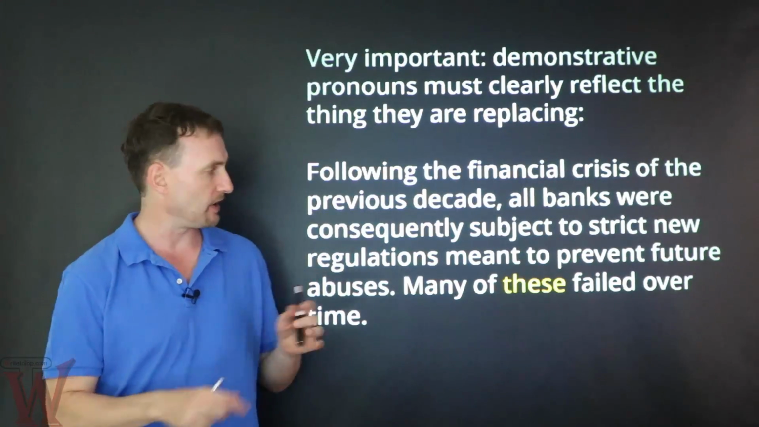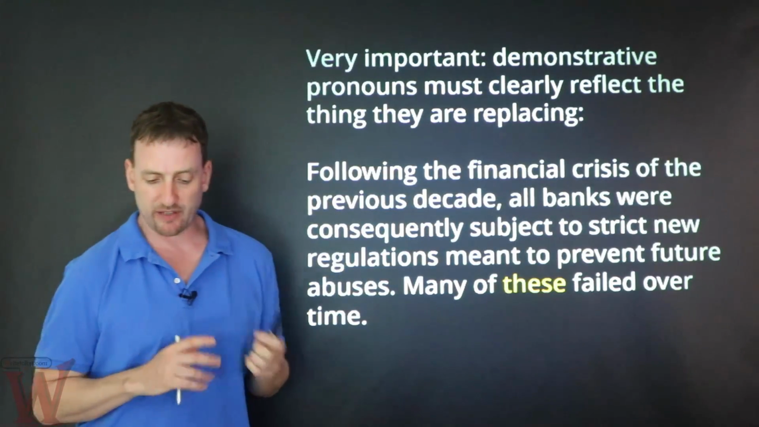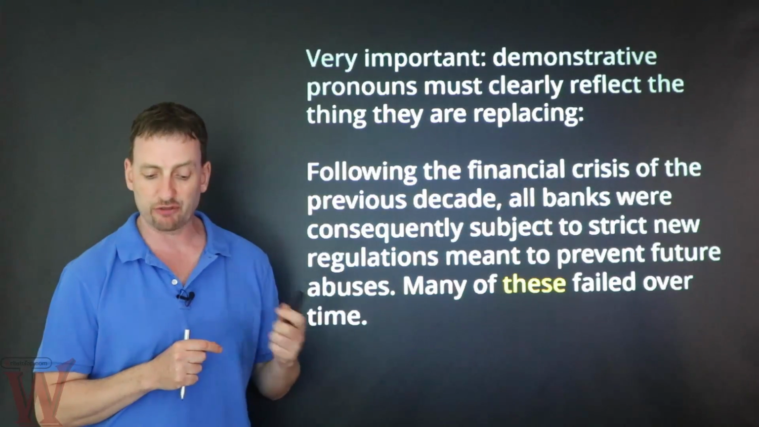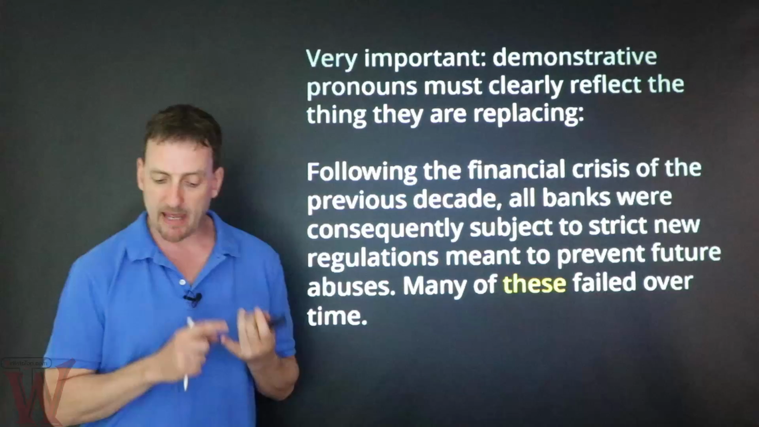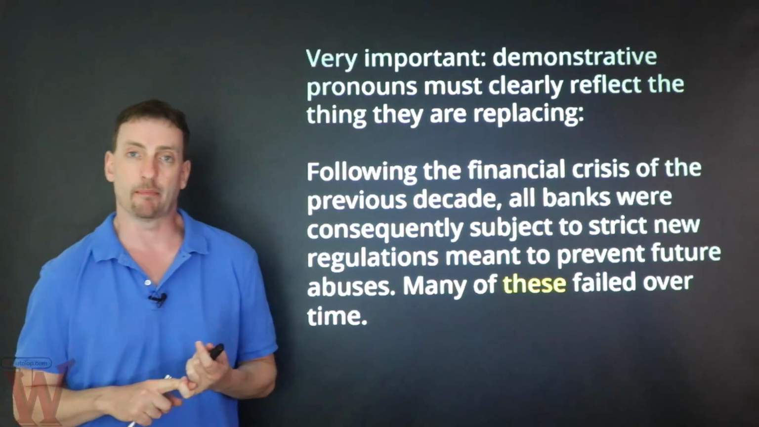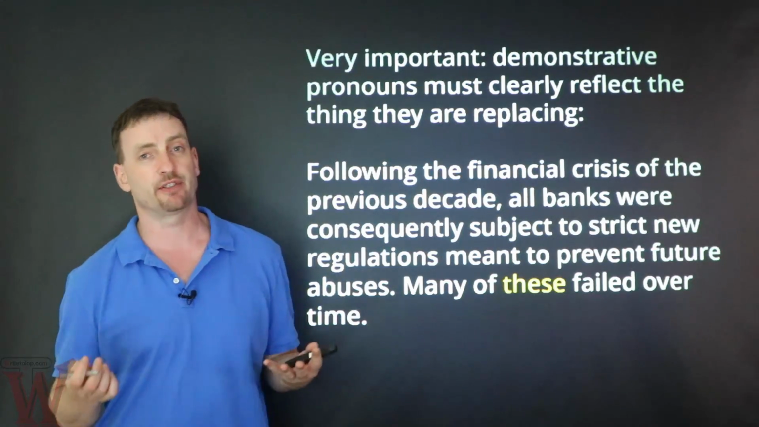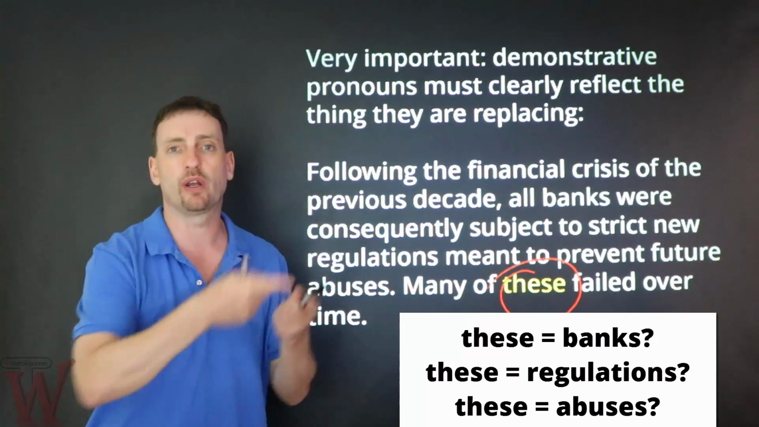Following the financial crisis, so I'm reading this sample now. "Following the financial crisis of the previous decade, all banks were consequently subject to strict new regulations meant to prevent future abuses. Many of these failed over time." Now, you're looking at the sentence and you're thinking, okay, yeah, no problem. But there is a problem. What does "these" refer to? What is it pointing at?